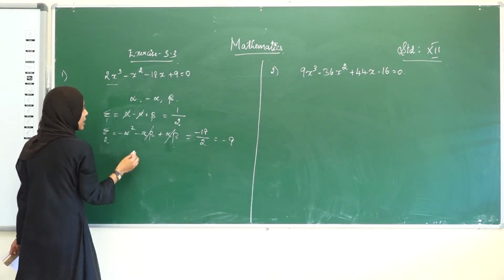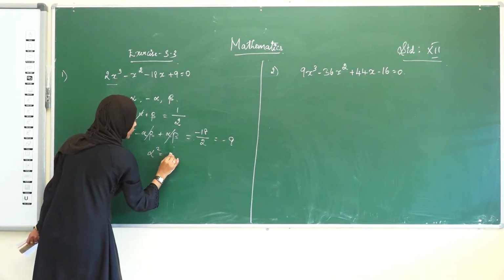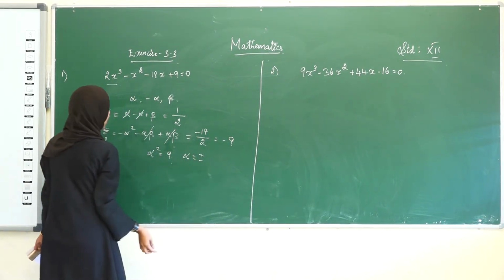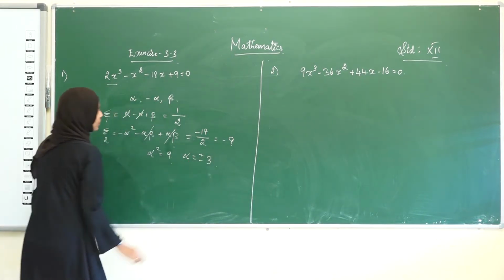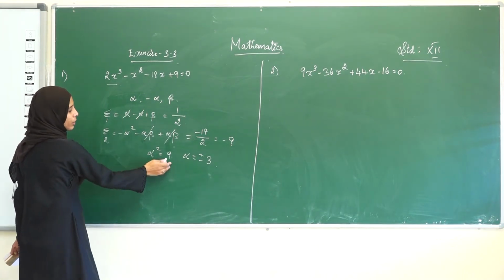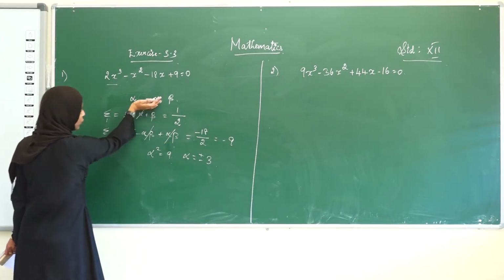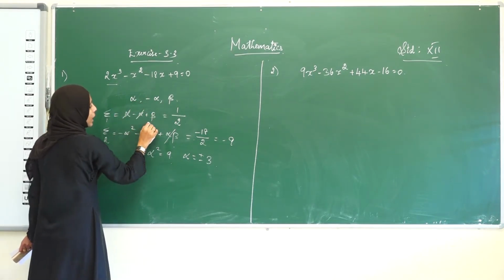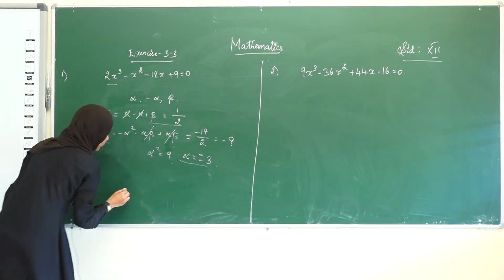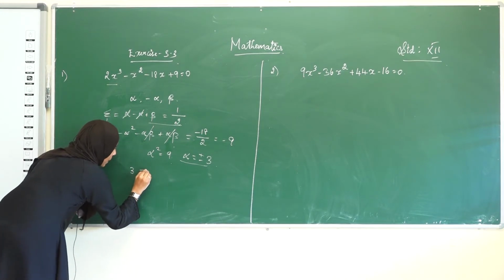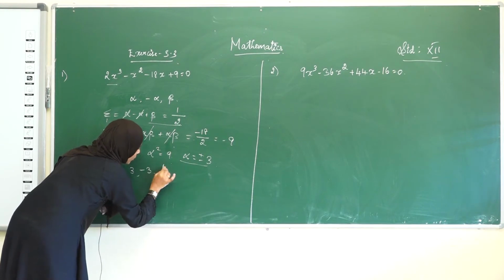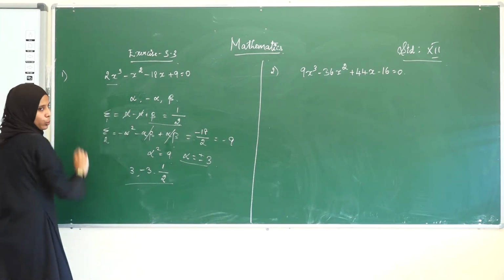See, here we have minus alpha square, therefore alpha square is equal to 9 and alpha's value is plus or minus 3. This is what we want, right? These are the roots we want. Here the roots are alpha, minus alpha and beta. We got the value of beta, we got the value of alpha. Therefore, the roots are 3, minus 3 and 1 divided by 2. These are the roots of the given cubic equation.